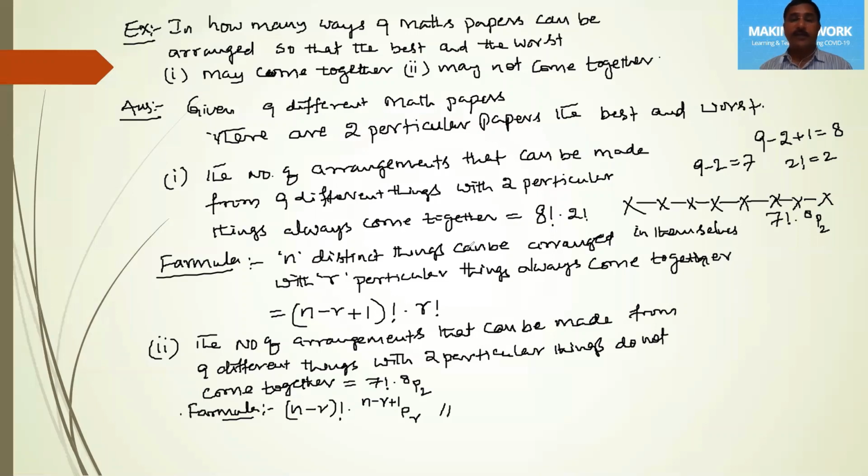So this is the formula to make the arrangements when the particular things do not come together. And this is the formula in general to make the arrangements when the particular things come together. So this is a very important concept with the condition such that some particular things always come together and some particular things always do not come together. Okay.